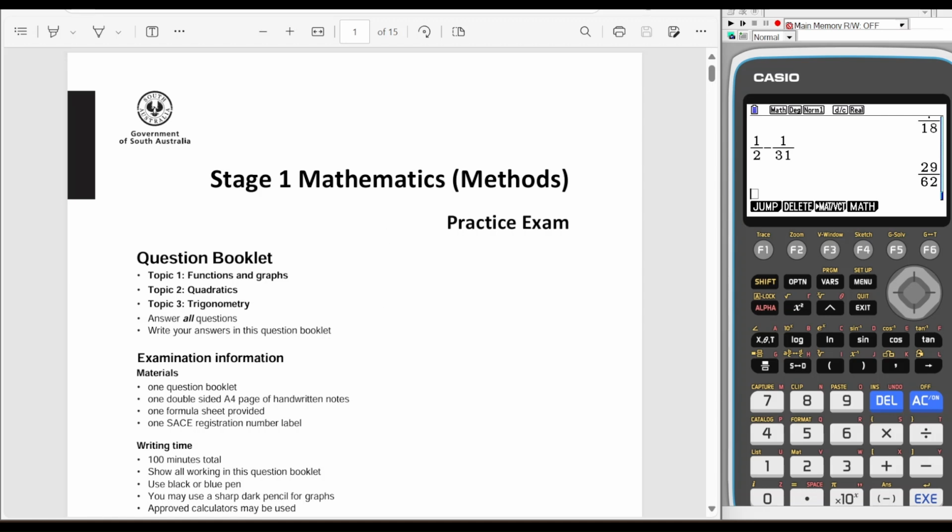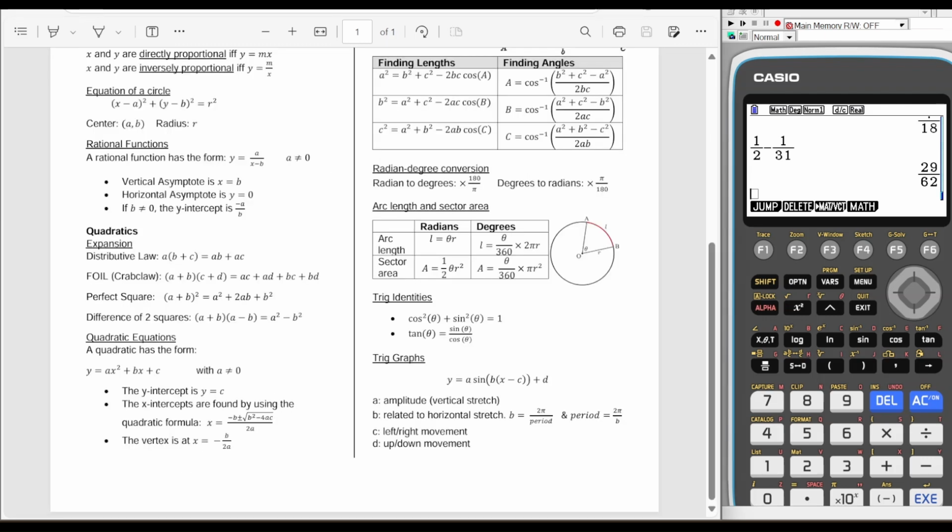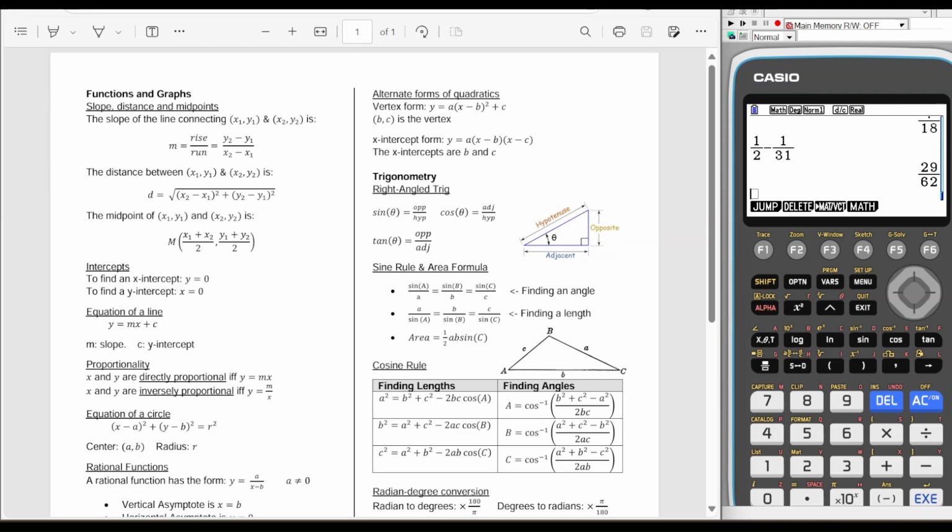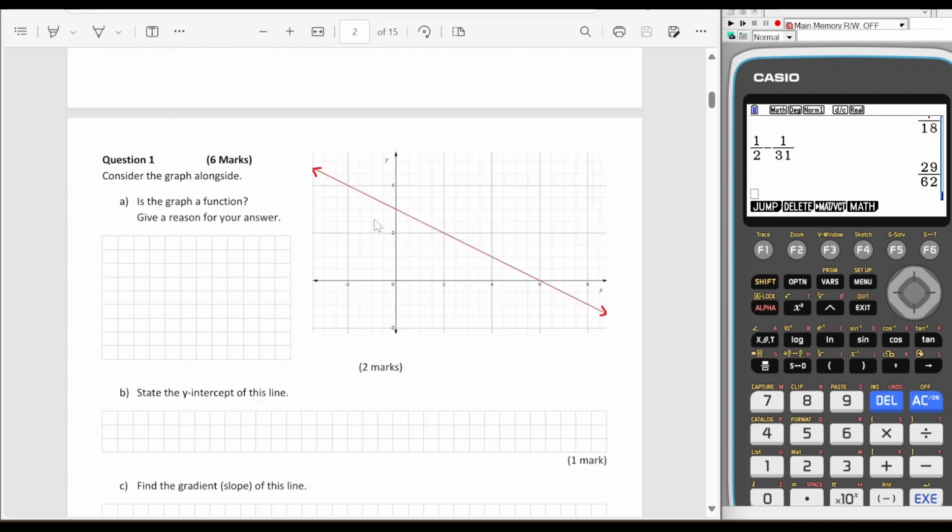Alright, we're looking at the methods practice exam semester 1 in this video. Before we start, you've got to have your formula sheet on you and your calculator. And you also get a double-sided cheat sheet for this exam.